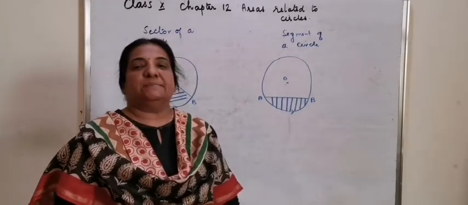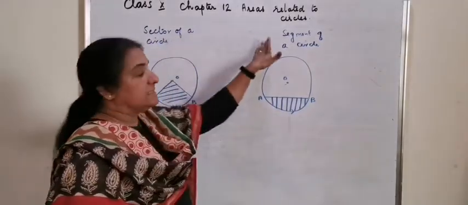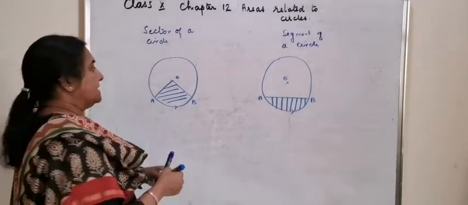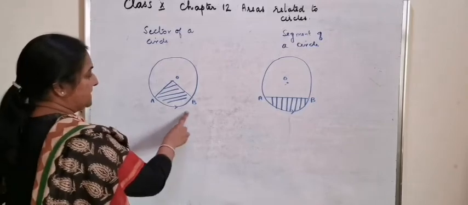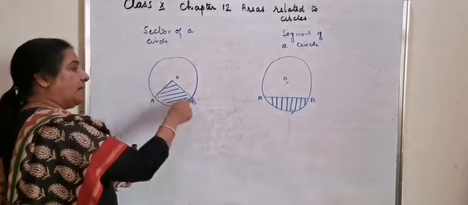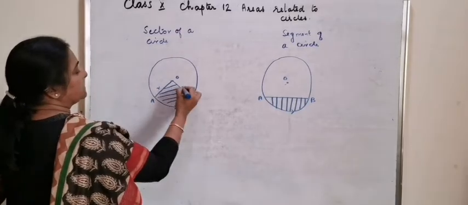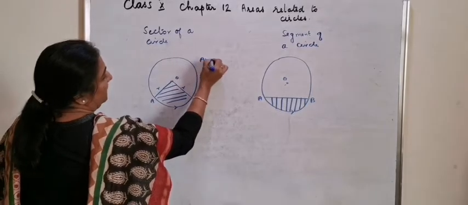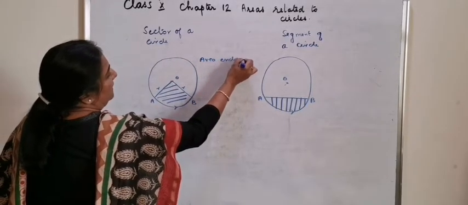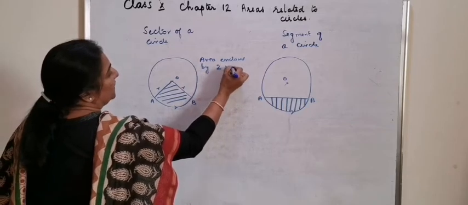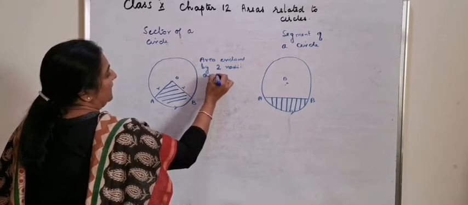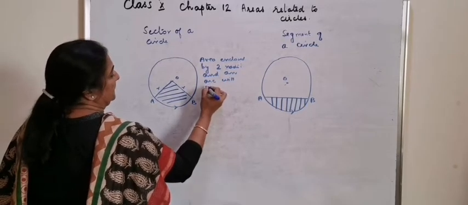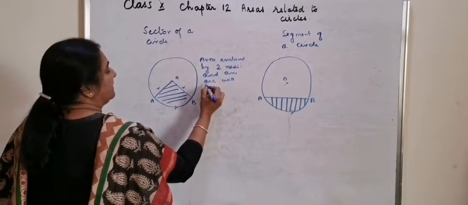The next two formulas are based on sector of a circle and the segment of a circle. How do you define the sector of a circle? In the figure you can see AB represents an arc and OA and OB represent the radii of the circle. So the area enclosed by two radii and an arc will represent a sector.